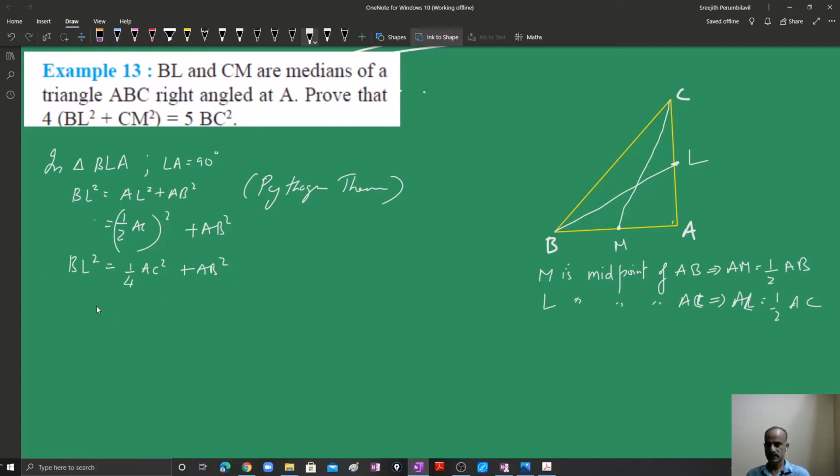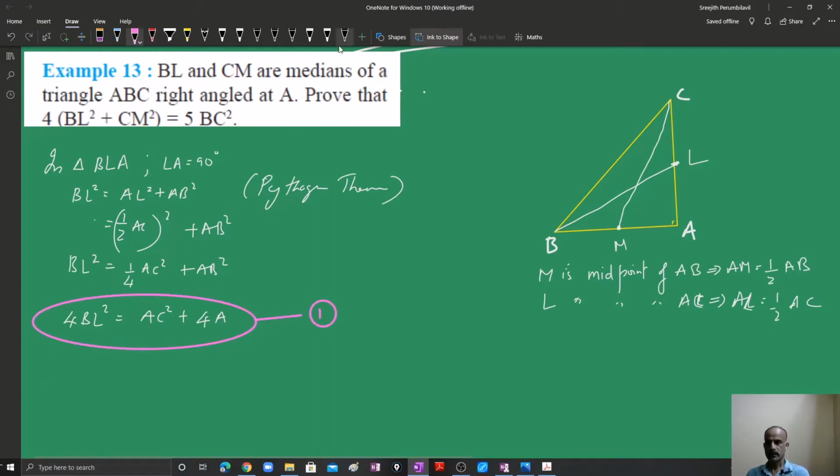Taking LCM, what happens? 4 BL square is equal to AC square plus 4 AB square. Relation number 1.